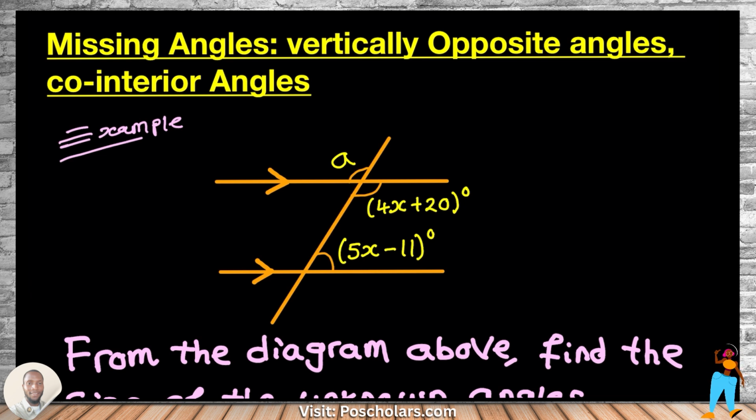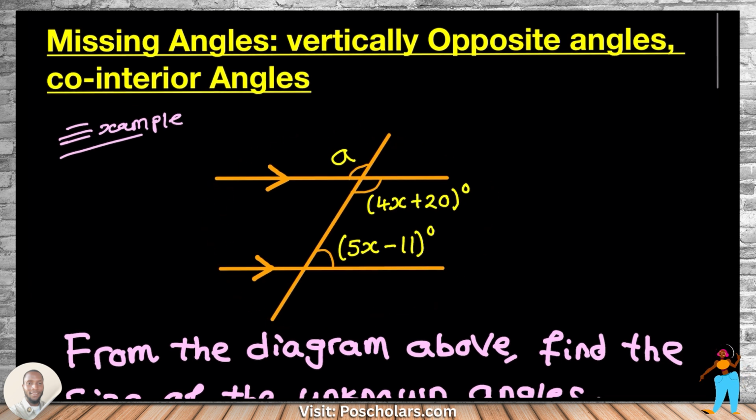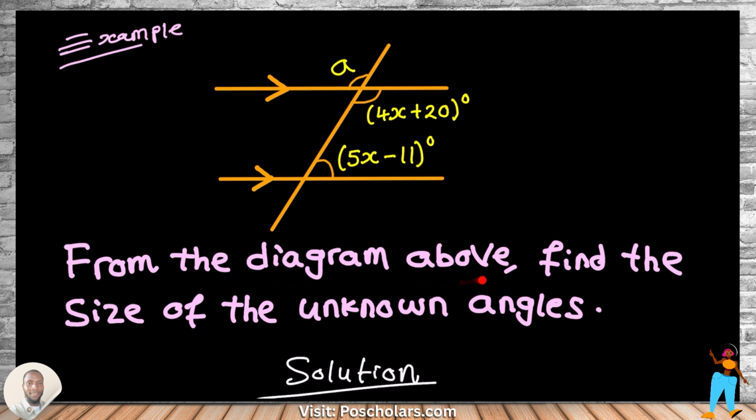The title of this video is Missing Angles, Vertically Opposite Angles and Coincident Angles. And we have just one problem we are going to look at together. Now the question says, from the diagram above, find the size of the unknown angles.